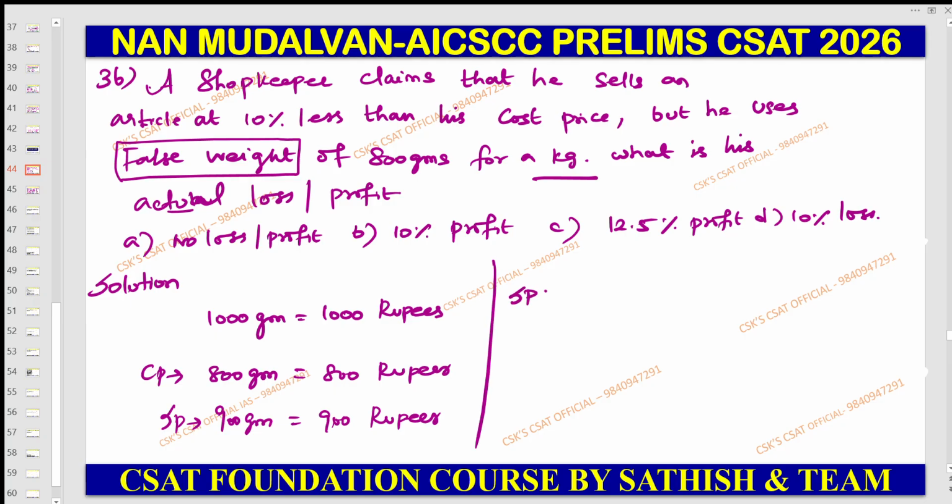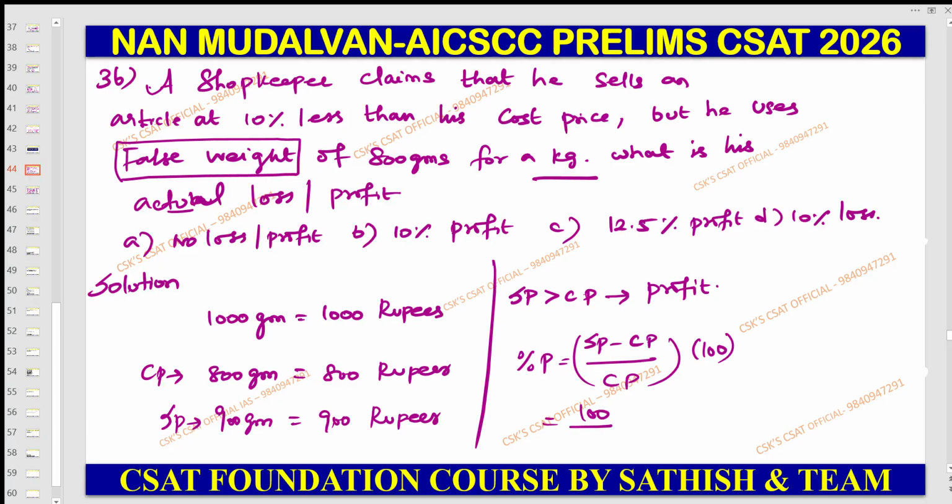Here you can see selling price is greater than the cost price, so you will be getting the profit only, right? In order to find out the profit percentage, you have to find SP minus CP by CP into 100. So SP minus CP is nothing but 100, by your CP 800, into 100. 1 by 8 is nothing but 12.5% profit. Understood? Everyone? Getting right?